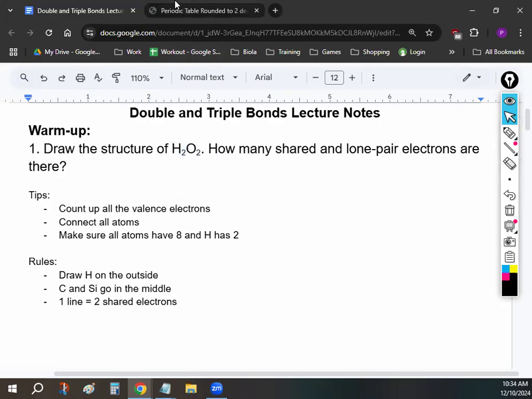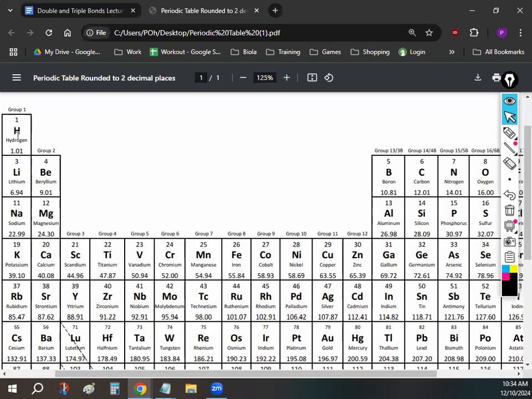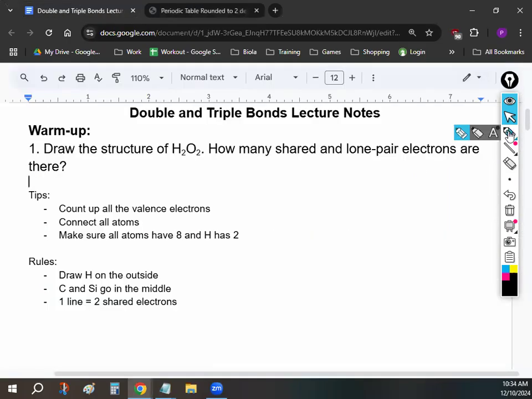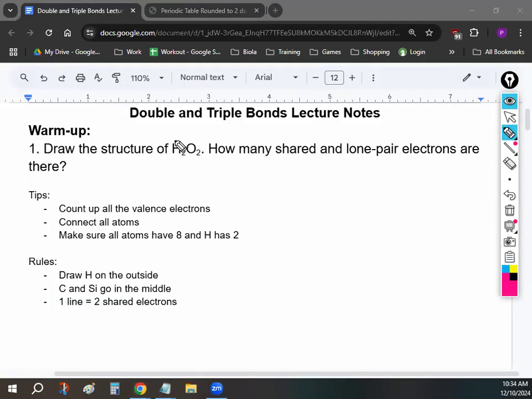If you look at your periodic table, hydrogen is box number 1. So hydrogen is going to provide 1 valence electron. Okay, and there's 2 of them, so that's going to be 2.